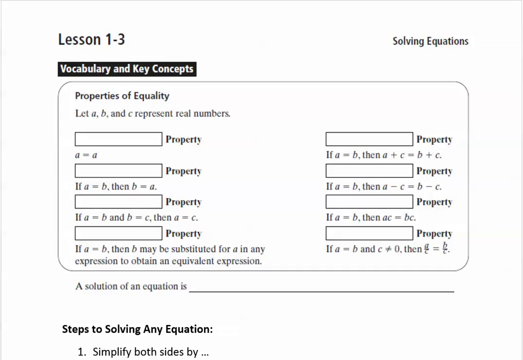Alright, this is a video for Algebra 2 for section 1.3, which is on solving equations. More or less this should be review, but it's really important review. So let's get started. This document that you see here is something that you can print out if you go to the Algebra 2 folder, or I should have linked it for you in the weekly checklist.